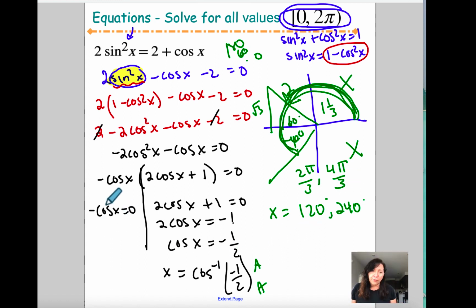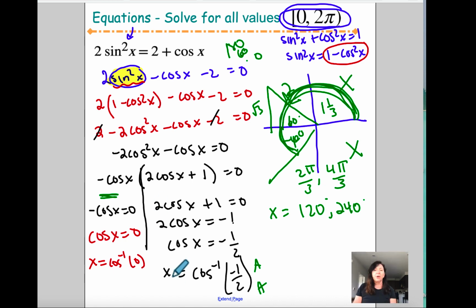Also, don't forget this, okay? So I now have to say, divide by negative 1, that's gone. So now I have cosine of x equals 0. 0 divided by anything is still 0. So now I'm going to move the cosine to the other side. I have x equals arc cosine of 0.